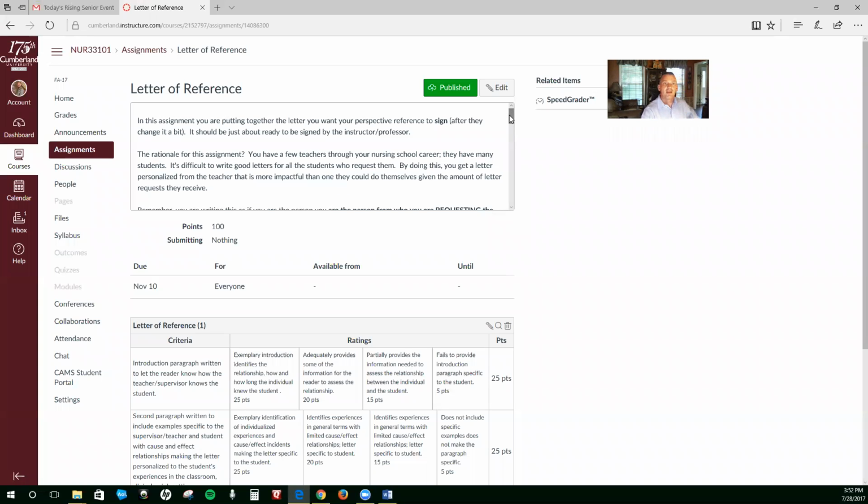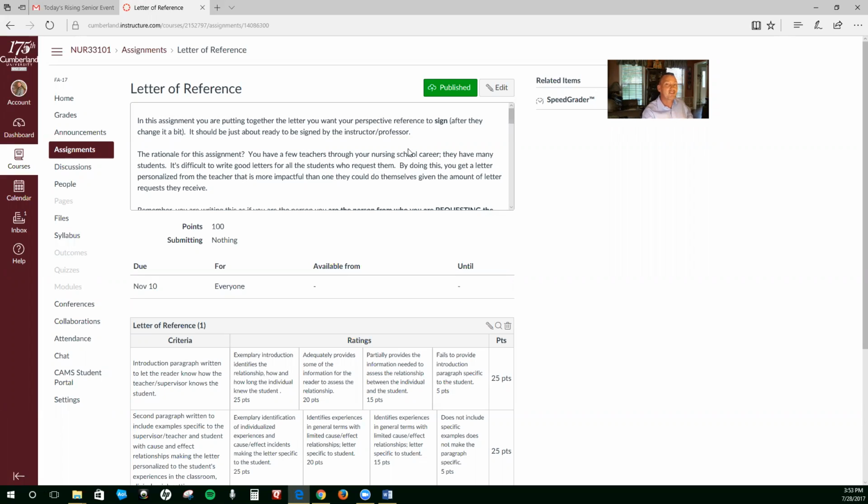Students, in this assignment, you're writing your letter of reference. Now, this isn't a letter you're writing about you, as in, while I was in nursing school, I was able to see and do this, that, and the other. What you're writing is the letter that you want your reference, be it that faculty member, that clinical instructor, or the supervisor you currently have in your current job, writing it from their perspective.